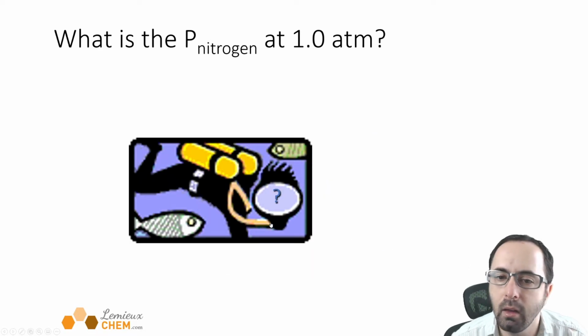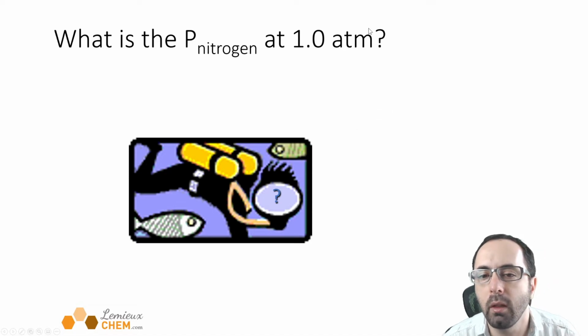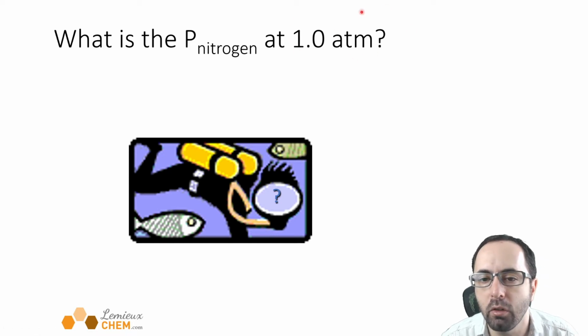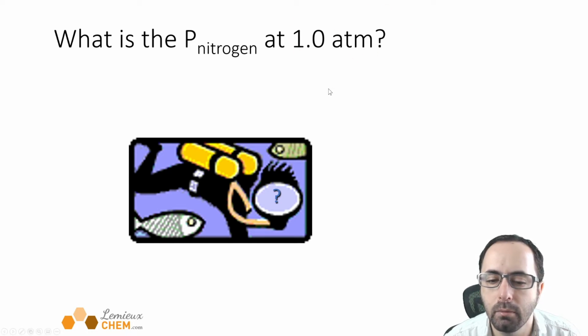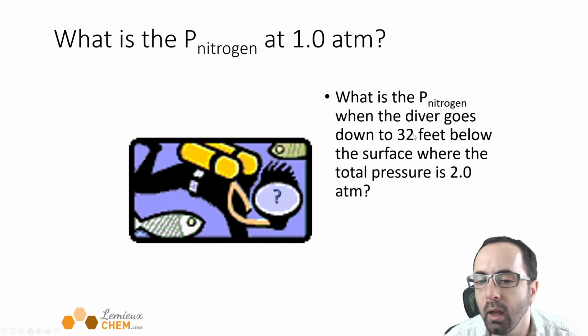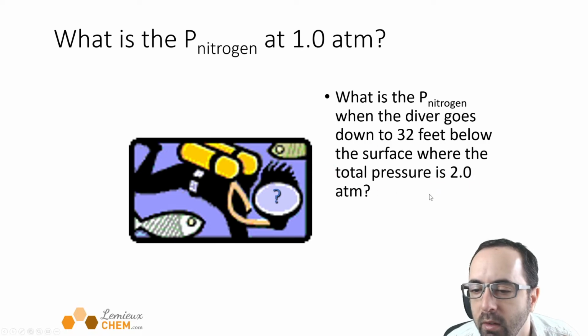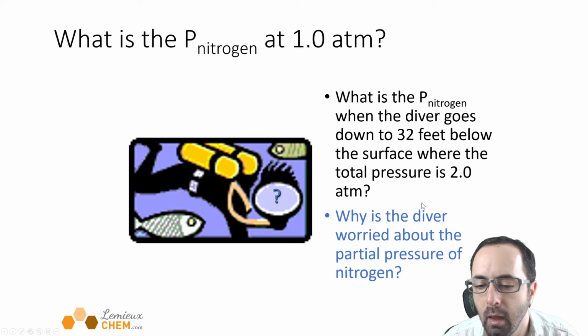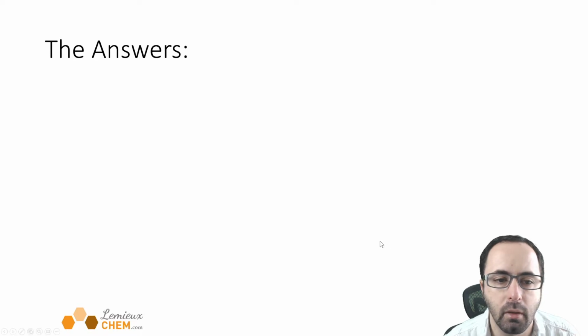So we just calculated what the partial pressure of nitrogen is when the total pressure was 745 millimeters mercury. Let's do it for when the total pressure is 1 atmosphere, for when we're at sea level. So what is the partial pressure of nitrogen when it's 1 atmosphere? And then here, what if we go beneath the surface? What is the partial pressure when we go 32 feet below the surface and the total pressure is 2 atmospheres? We're going to calculate both of these. And why would the diver be worried about the partial pressure of nitrogen? Let's take a look. The answer is here.